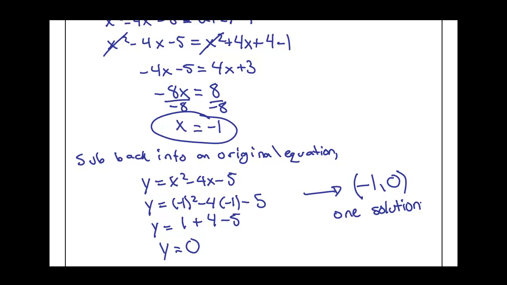So this quadratic system of equations has only one solution, so they must intersect only at one point, at -1, 0. And we could actually go ahead and check that by plugging it into our graphing calculator and seeing that they only intersect at one point. So awesome work! And that wraps up what we're looking for in Unit 5.